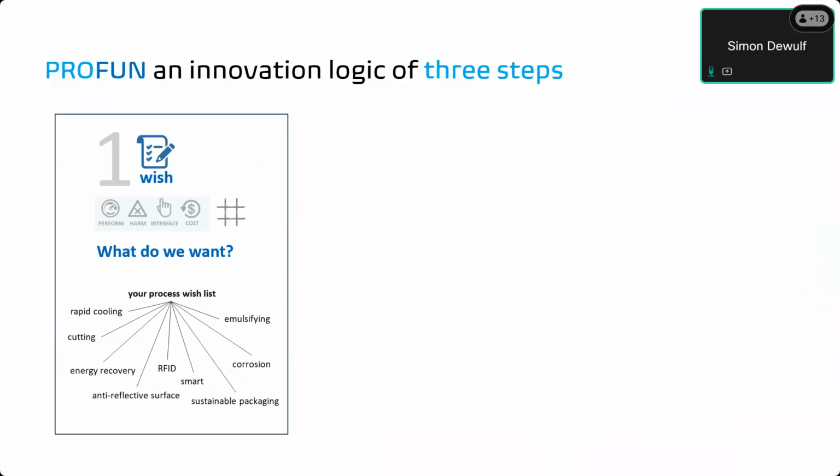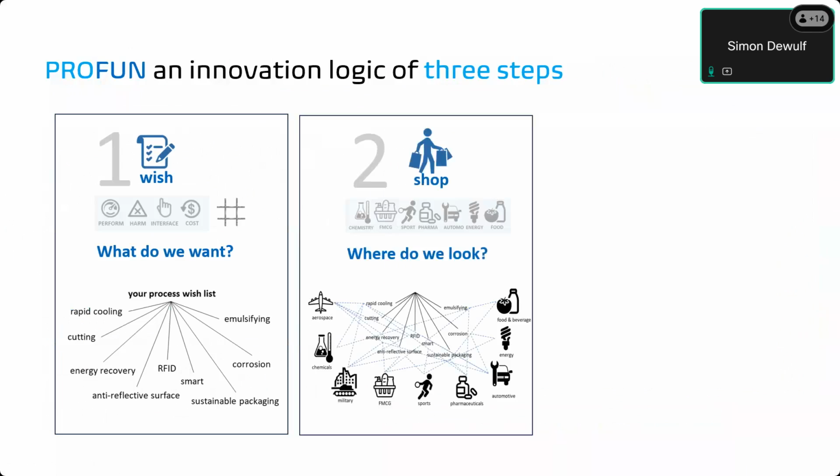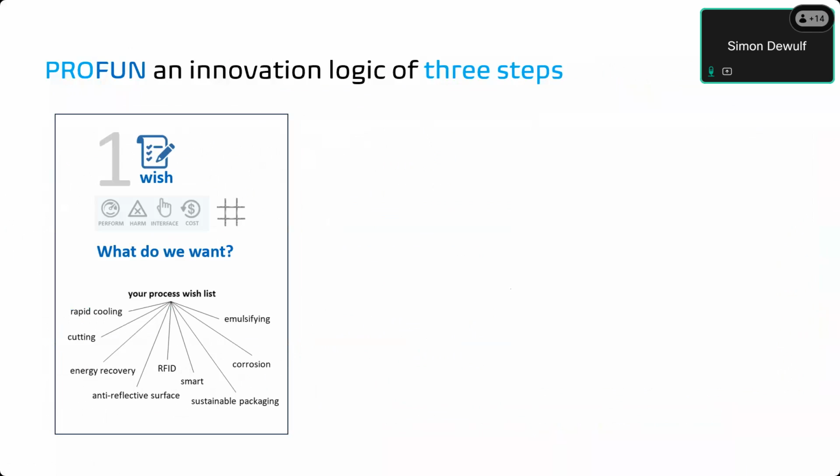Now the system of Profan is very simple. We just use 3 steps. The first step is really about what we want from a product or a process. And in there, we use the value equation. We want more good, less bad, easier and cheaper. We say more performance, less harm, a better interface and less cost. And finally, we also use the resources, still the 9 windows from TRIZ, which are a very good way of structuring resources. So we make a wish list and you say you need something like rapid cooling or cutting or emulsifying.